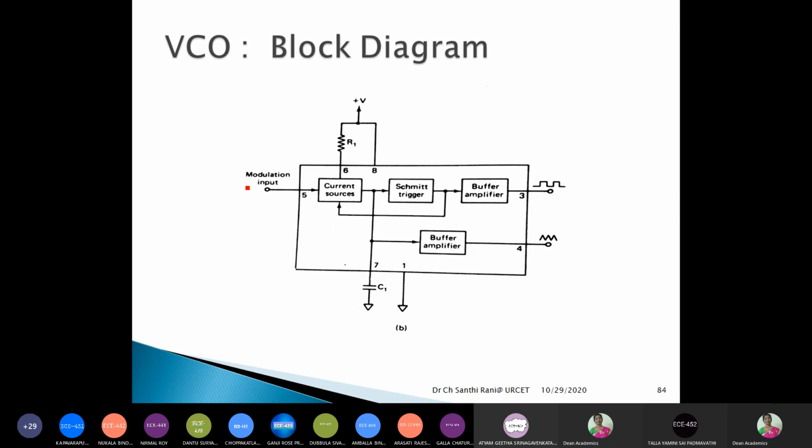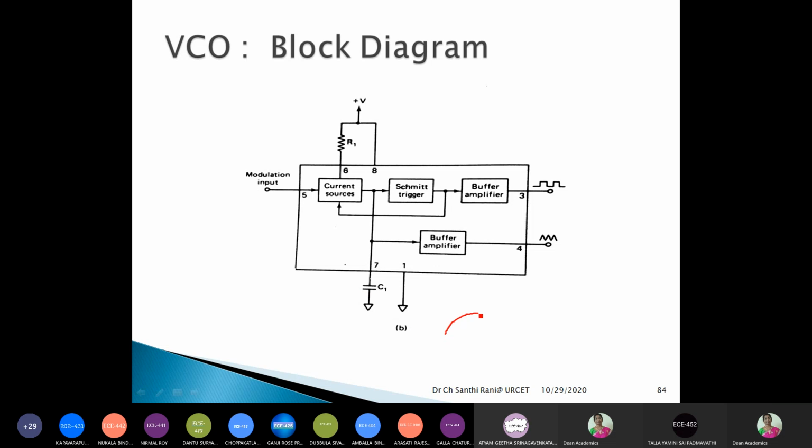Now let us see the internal block diagram. The modulation input or control voltage, whatever you say, is given to a current source. This current source makes the capacitor charge and discharge linearly, right?